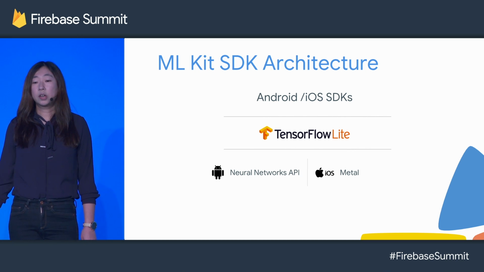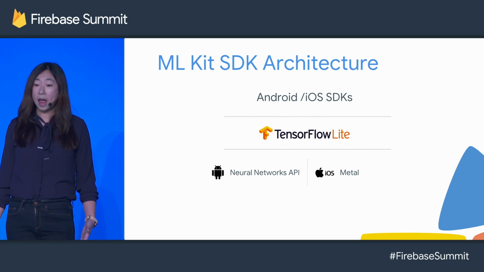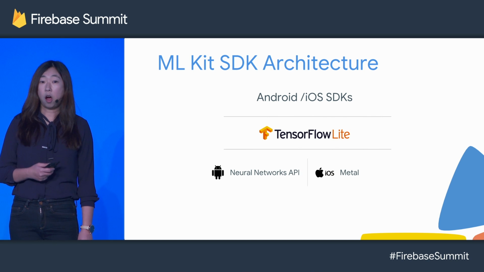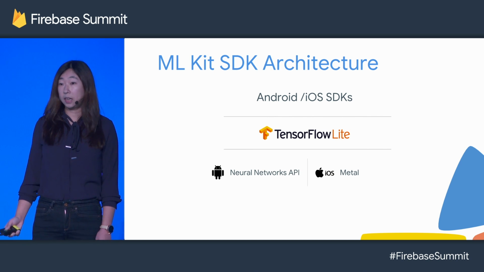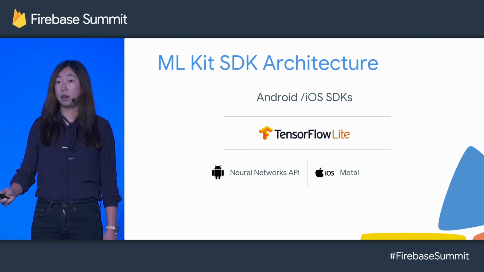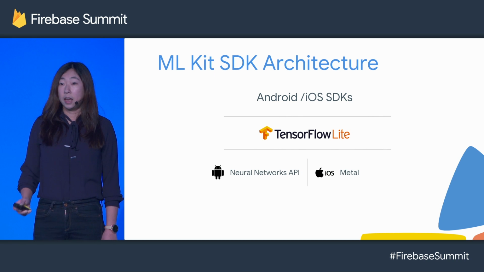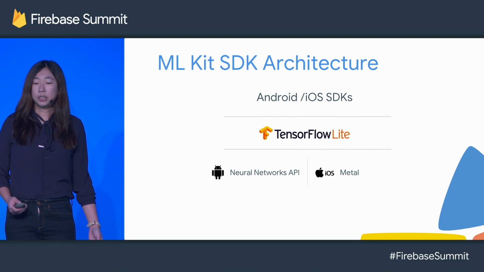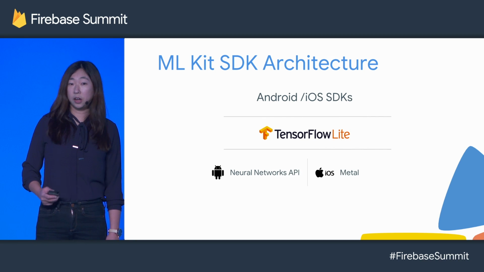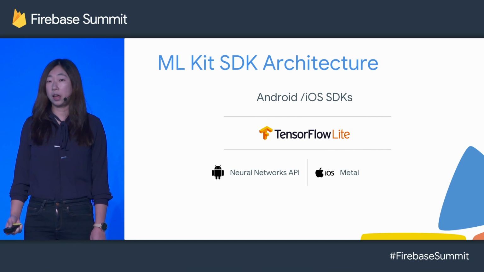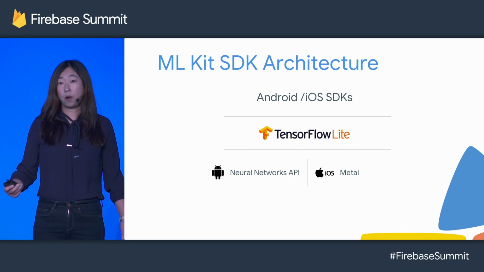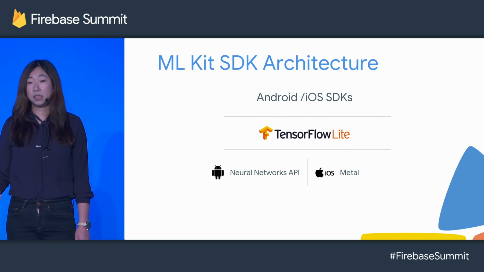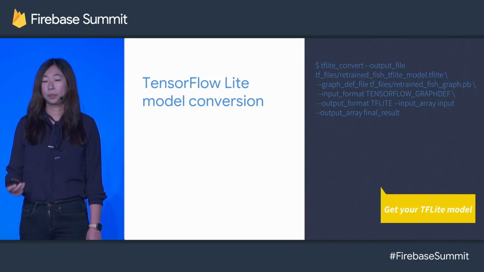This is what MLKit's end-to-end stack looks like. At the top, you get the Android and iOS native SDKs with very similar API surface. And underneath, it's powered by TensorFlow Lite, which can utilize the Neural Networks API on Android and the Metal framework on iOS, benefiting from hardware acceleration and maximizing the computational power of your users' mobile devices.